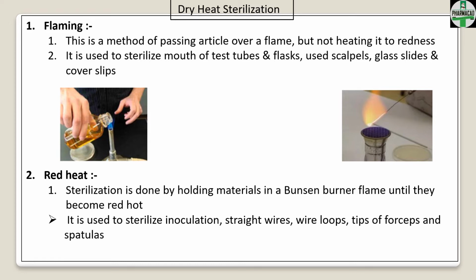The second technique is red heat. Sterilization is done by holding materials in a Bunsen burner flame until they become red hot. You can see that in the image shown above. They have taken a nichrome loop, and before taking the culture from the test tube, they are red hotting it to ensure that this nichrome loop contains no viable microorganisms. Red heat is used to sterilize inoculating straight wires, wire loops, tips of forceps and spatulas.